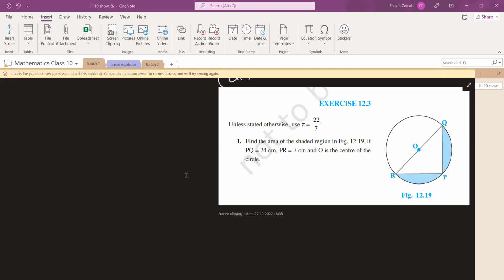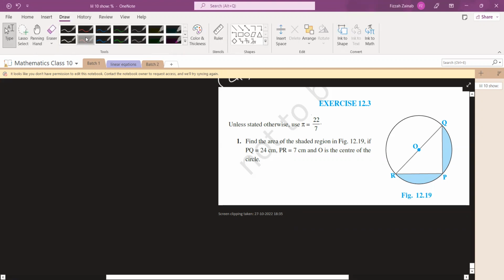So this exercise 12.3 is about combination of plane figures, right? Here different types of figures are combined together. As you can see, there's a triangle in this figure, there's a circle in this figure. You can see segments also in this figure, isn't it? So let's see how we can do it.